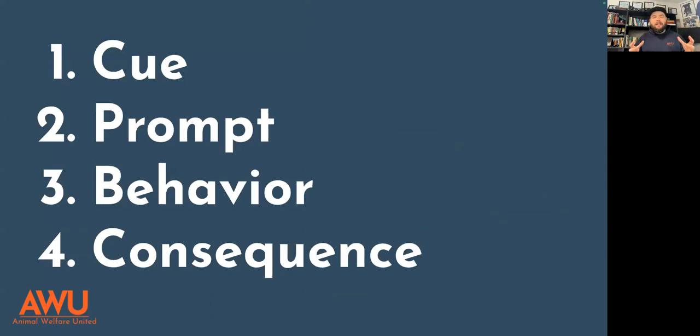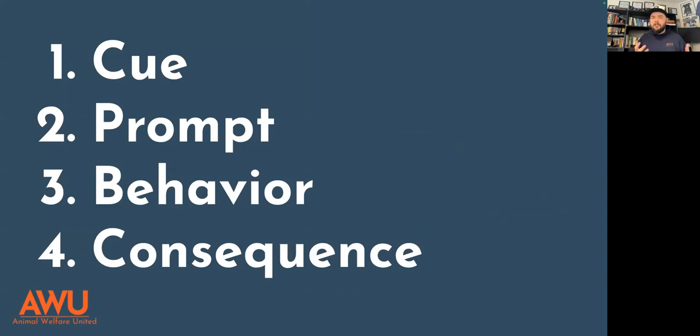Here is the sequence. This you should memorize. If you're a dog trainer, if you want to be a dog trainer, you should memorize the sequence. Cue, prompt, behavior, consequence. Cue comes first. The cue predicts the prompt, which predicts the behavior, which predicts the consequence. You want to go in this order here.